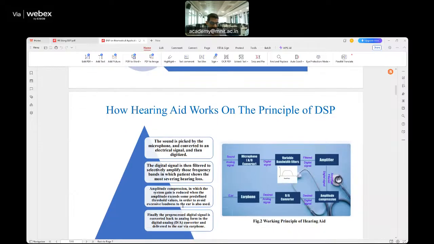Amplitude compression in the system. What is amplitude compression? The digital signal is there, with variable bandwidth. It is now a filtered digital signal. Now it is amplified, an amplified filtered digital signal. Now, amplitude compression. Why amplitude compression? The system gain is reduced when the amplitude exceeds some predefined threshold value, in order to avoid excessive loudness to the ear. It is also used because of the delicacy of our eardrums, which has to be taken care of.